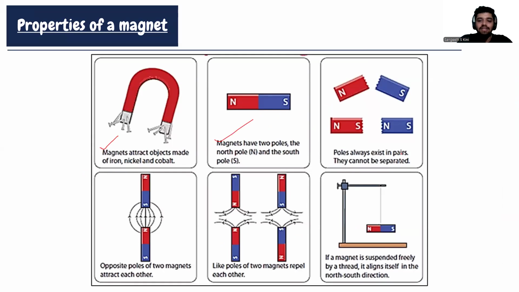Poles always come in pairs. If it is north, this is south. If it is broken down into two pieces, automatically this becomes south and this becomes north. This I have already discussed.